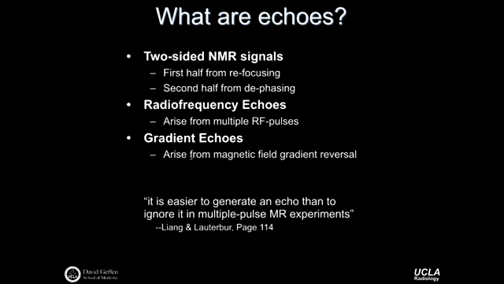We have different kinds of echoes. Today we'll talk about radio frequency echoes, which arise from multiple RF pulses. We also have gradient echoes, which arise from magnetic field gradient reversals. This will be the topic on Monday. There's a nice quote in the Lauterbur book that says it's easier to generate an echo than to ignore it in multiple pulse MR experiments. We're going to do a fair bit of ignoring today, meaning we're not going to try to keep track of the magnetization for all time. We'll let certain terms decay to zero, and that will simplify things, but give us a good understanding of the contrast mechanism of the spin echo sequence.